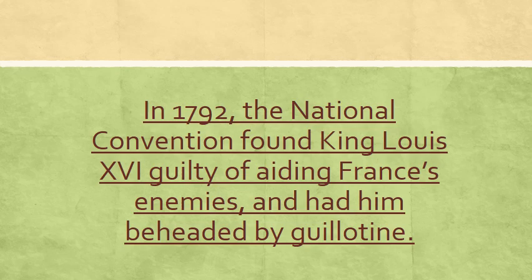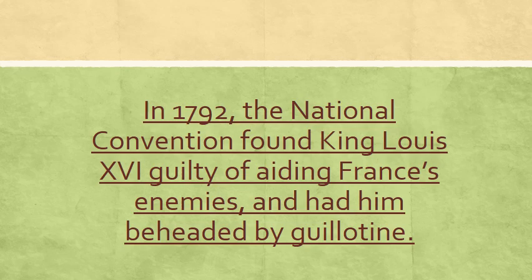In 1792, the National Convention found King Louis XVI, that's just the number of the king he was in the line, guilty of aiding France's enemies and had him beheaded by guillotine. So again, I'll read it for you. It's there to write down. In 1792, the National Convention found King Louis XVI guilty of aiding France's enemies and had him beheaded by guillotine.